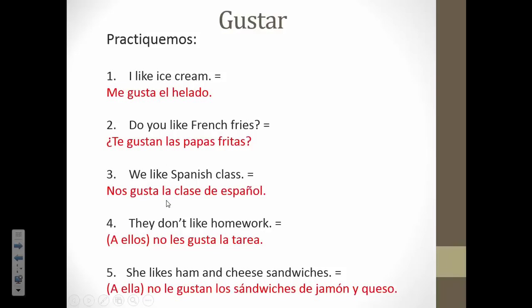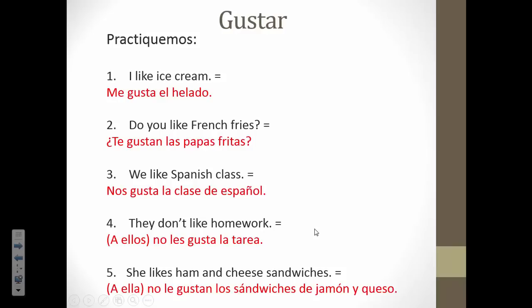We like Spanish class. Well, Spanish class is singular, so nos gusta la clase de español. They don't like homework. Homework is singular, therefore we use gusta again. A ellos no les gusta la tarea. Notice you don't have to say a ellos, but if you say ellos, you must put a in front of it. It is acceptable to just say no les gusta la tarea. That is fine.